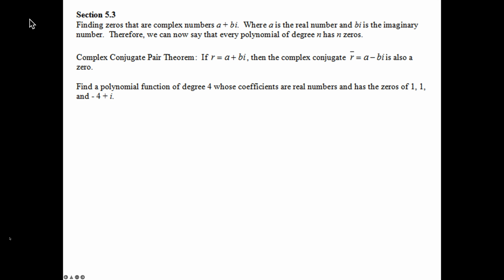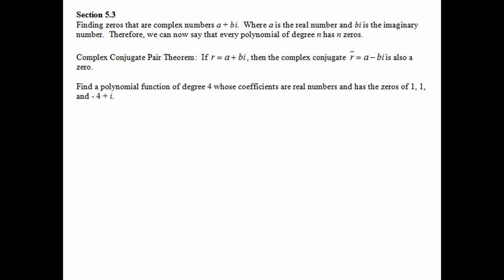All right, so we're going to look at 5.3, complex zeros. Our zeros are complex numbers in the form of a plus bi, where a is the real number and bi is the imaginary number. So therefore, we can now say that every polynomial of degree n has n zeros.